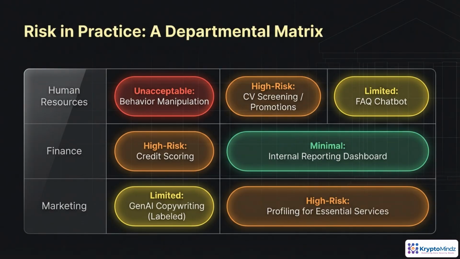This mixed picture explains why you can't manage AI risk in a silo. Within a single company, HR might be close to unacceptable behavioral manipulation while also using high-risk promotion tools. Marketing may run limited risk, clearly labeled AI copy. Finance might combine high-risk credit scoring with minimal risk reporting dashboards. Your governance model has to accommodate all of these risk levels at the same time.